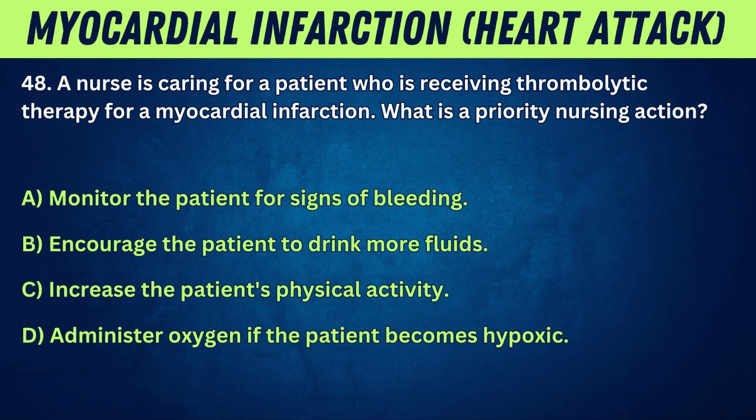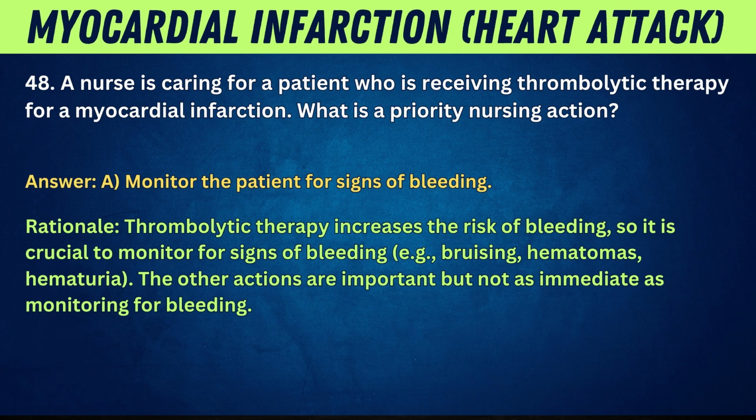48. A nurse is caring for a patient who is receiving thrombolytic therapy for a myocardial infarction. What is a priority nursing action? A. Monitor the patient for signs of bleeding. B. Encourage the patient to drink more fluids. C. Increase the patient's physical activity. D. Administer oxygen if the patient becomes hypoxic. Answer: A. Monitor the patient for signs of bleeding. Rationale: thrombolytic therapy increases the risk of bleeding, so it is crucial to monitor for signs of bleeding, e.g., bruising, hematomas, hematuria. The other actions are important but not as immediate as monitoring for bleeding.